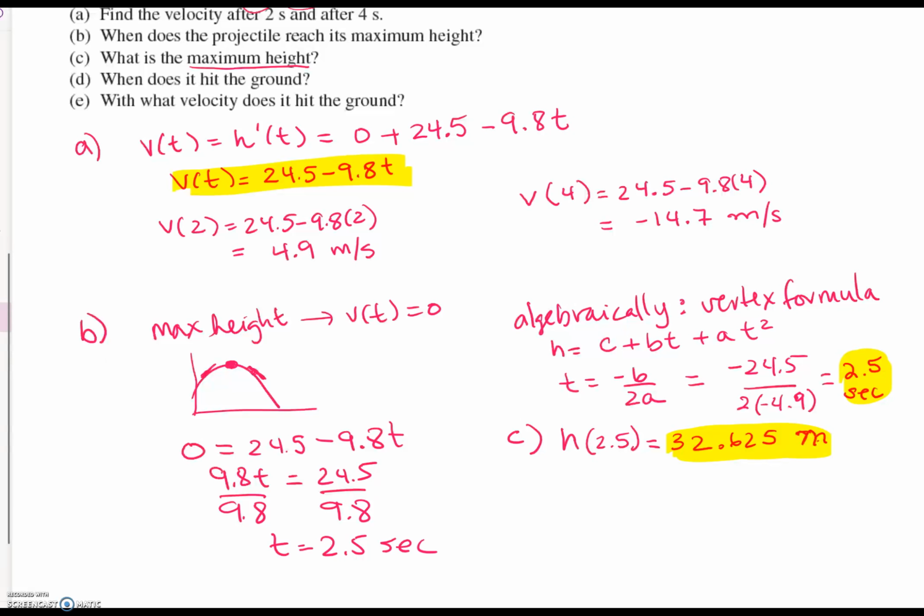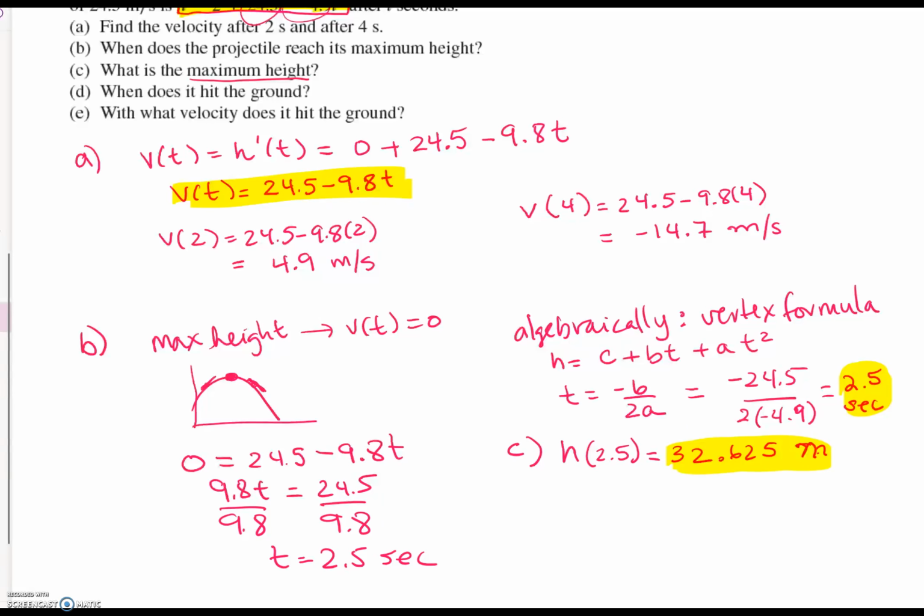So one way to get the maximum height in this case is to just use the vertex formula, plug it in, and get the height, the y value. Or if all you're looking for is when, which is the time, you can also just take v(t) and set it equal to 0, because at that time, instantly at the highest point, it stops for a fraction of a second and then it's on its way down.